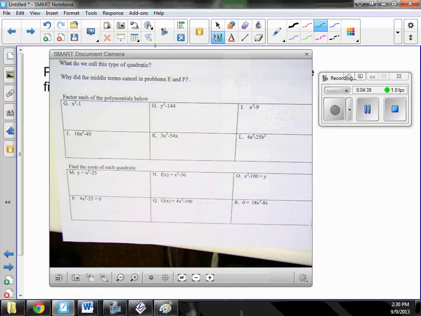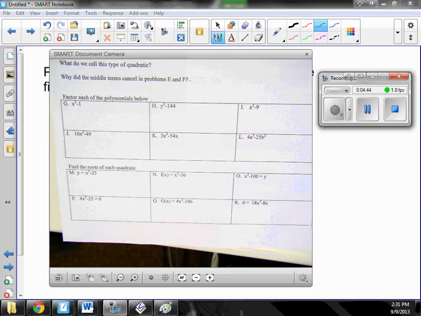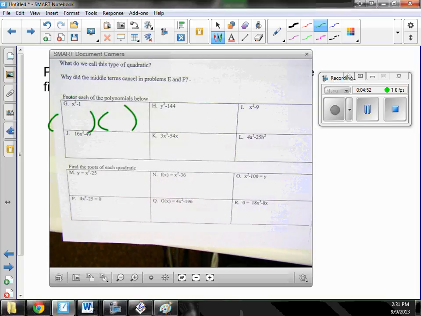Part G, factor each of the polynomials below. So looking at part G, do we have a difference of squares? Yeah, we have, looking at the first term, x and x. Looking at the last term, 1 and 1. And we know that they're conjugates, so that the signs are different. But you need to remember, this only works for difference of squares.